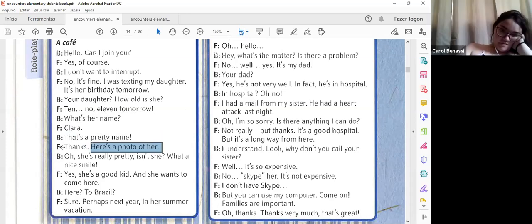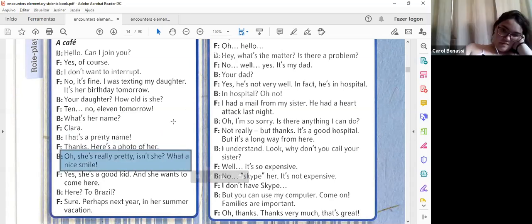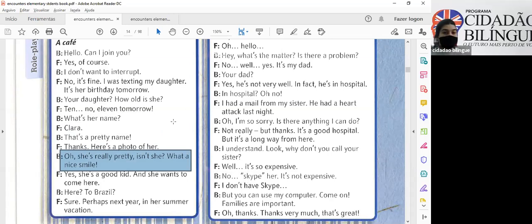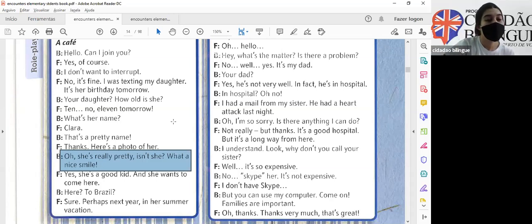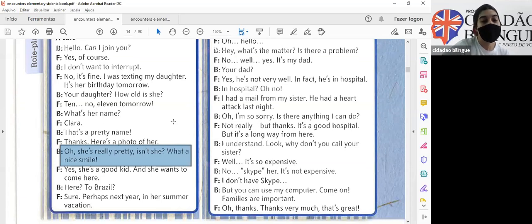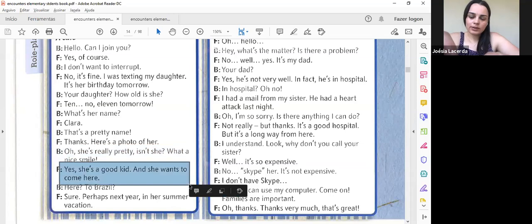Oh, she's really pretty, isn't she? Ela é muito bonita, não é? What a nice smile. Que lindo sorriso. Yes, she's a good kid and she wants to come here. Sim, ela é uma boa criança. Ela quer vir pra cá.